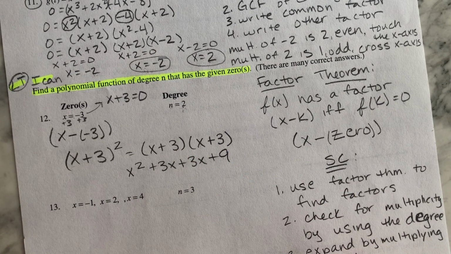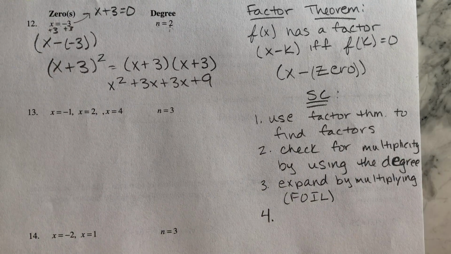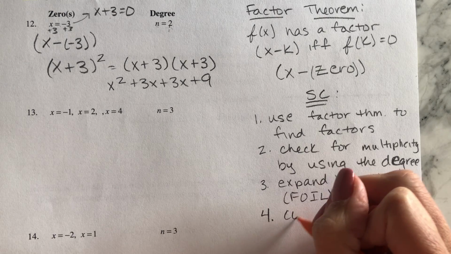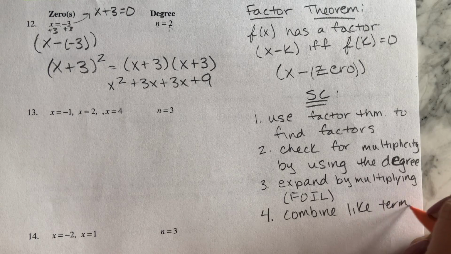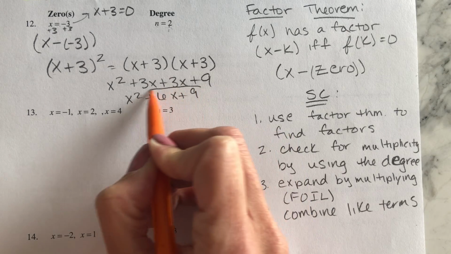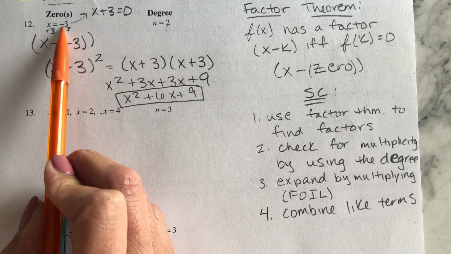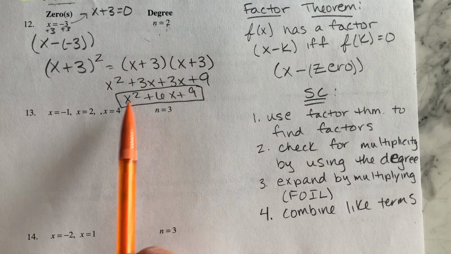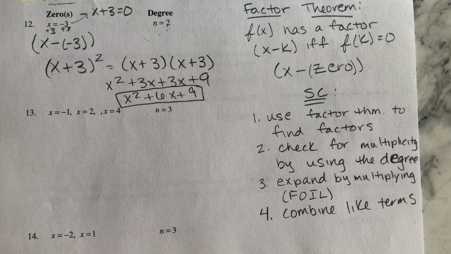Then finally, my last step here. I'm going to combine my like terms. So x squared plus 6x plus 9. That would be the polynomial with the zero of -3 and the degree of 2. Degree of 2, x squared. Degree of 2 there. All right, let's try another one. Let's do number 13.